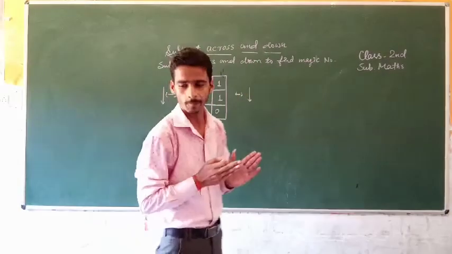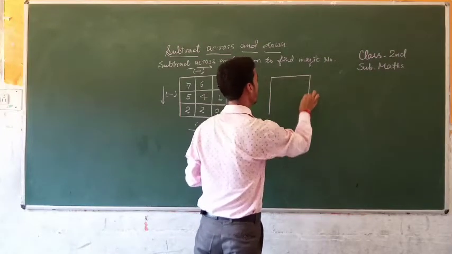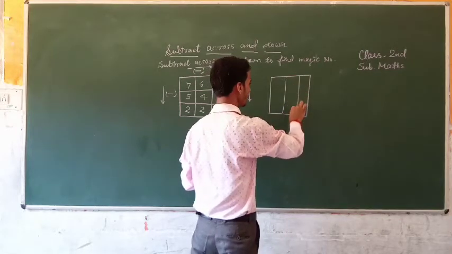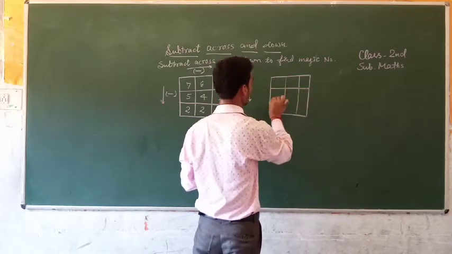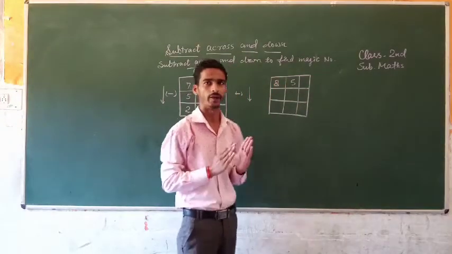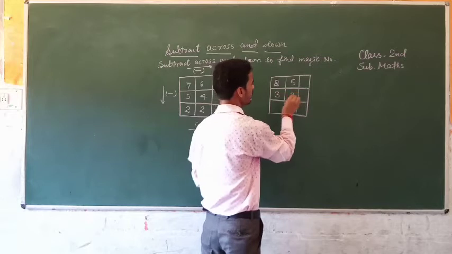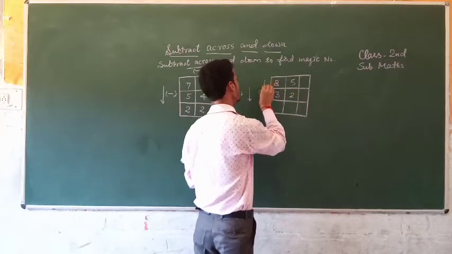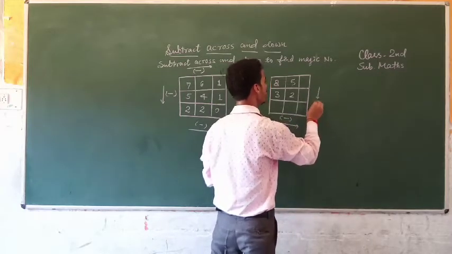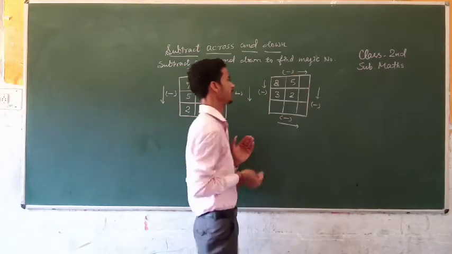Let's take another example of this question. Listen carefully. There is a grid, and grid means 3 rows and 3 columns in it. Grid means equal columns and equal rows. 8, 5. You have to subtract across and down and find the magic numbers. You will subtract every side. Let's subtract it.